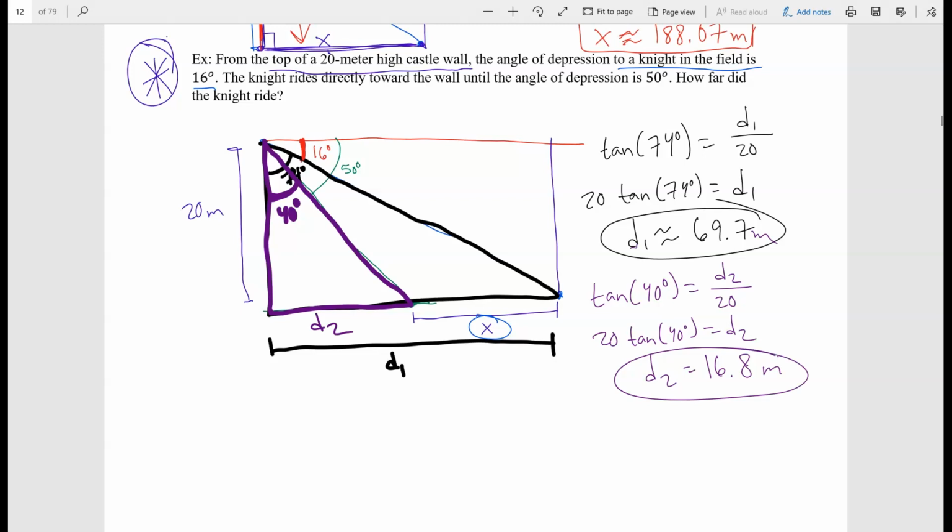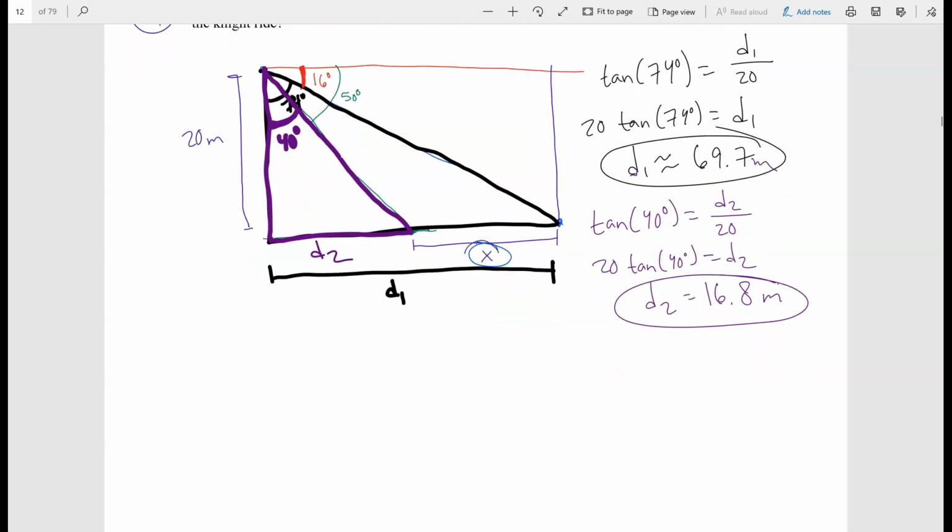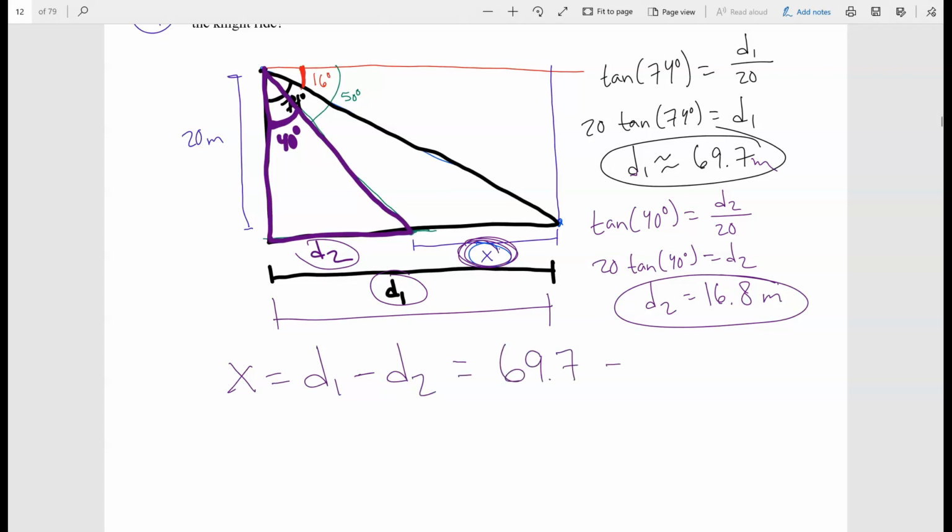All right, so we have that, but that's not quite the answer, because how am I going to figure out what x is? This is what I'm looking for. Well, I know the entire distance. I know the distance of this small one, so if I subtract this guy and this guy, I'm going to get my x. So x is going to be equal to D1, which is the total distance, minus the smaller distance, D2. D1 in this case was 69.7. I'm going to subtract 16.8, and what I'm going to get is 52.9, and this is meters. So this is how much this knight traveled.